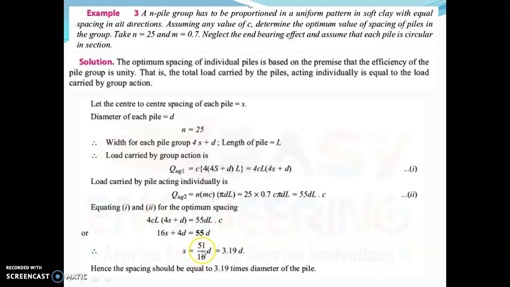So S is equal to 51 divided by 16 D, that is equal to 3.19D. Okay, so hence the spacing should be equal to 3.19 times the diameter of the pile. This is what was asked: determine the optimum value of spacing of piles in the group. So that is equal to 3.19 times the diameter of the pile. Okay, very simple. Just see the formula for the group action and also for the individual pile, then equate those two, so you will get what S is.